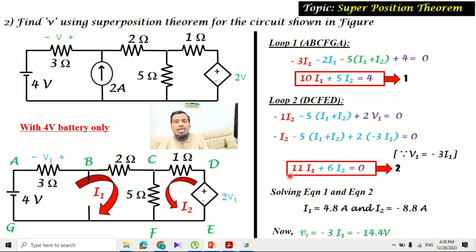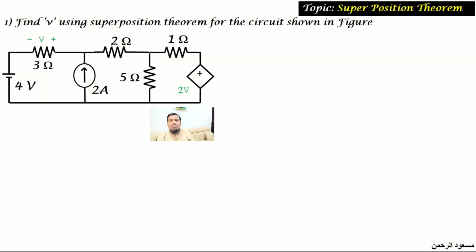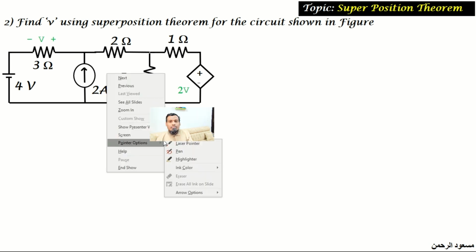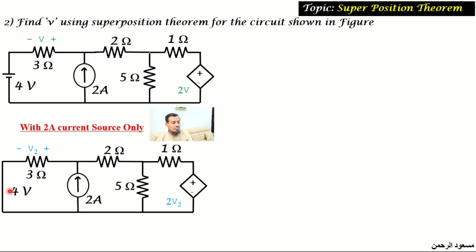So far we have considered the 4 volt battery alone, and we calculated the voltage V1, which is across the 3 ohm resistor. So now we are going to consider the current source alone. For that, we will redraw the circuit by considering only the current source. So we have short circuited the 4 volt battery, and by doing so, we will get 3 meshes or 3 loops, one here, another here, another here. So we will get 3 meshes.